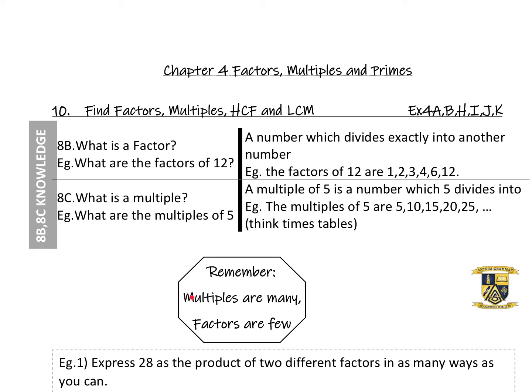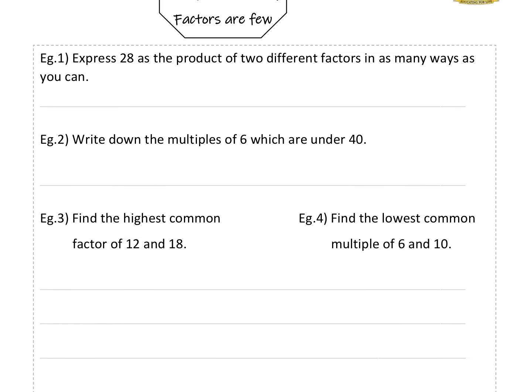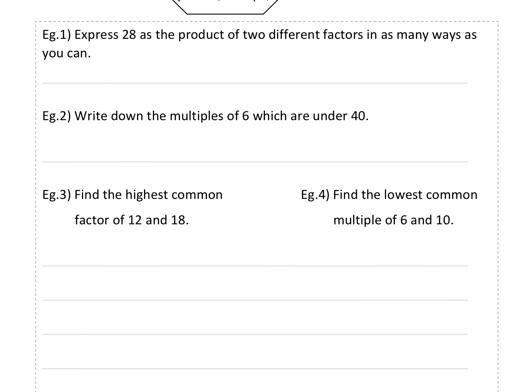Okay? Now, multiples are many. That list will go on forever and ever. 5 times 6, 5 times 7, 30, 35, and keeps going. So multiples are the multiplications of the number. Okay. You can pause the video and have a go at examples 1, 2, 3, and 4.